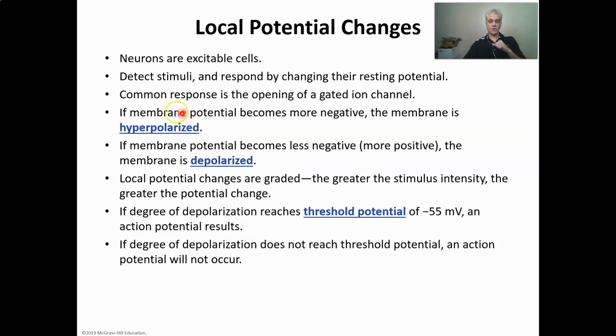On the other hand, if you hyperpolarize it, that is what inhibitory neurotransmitters will do. They hyperpolarize the membrane. They take it from -70 to -75 to -80. You're making it much less likely that you're going to send a signal down that axon.